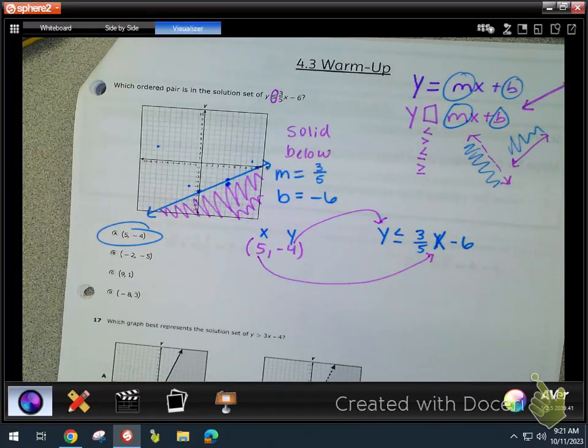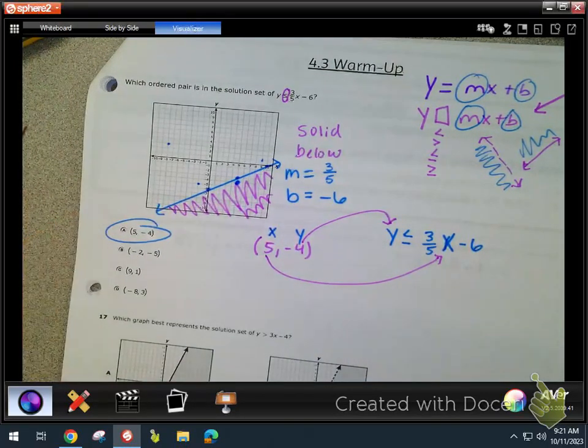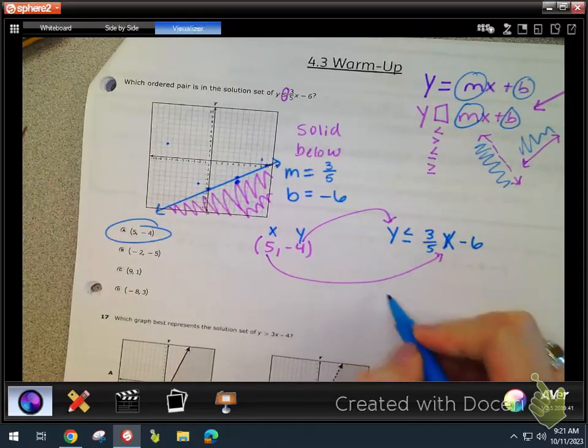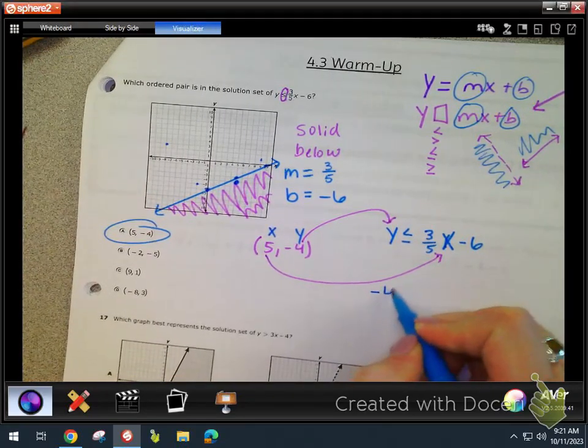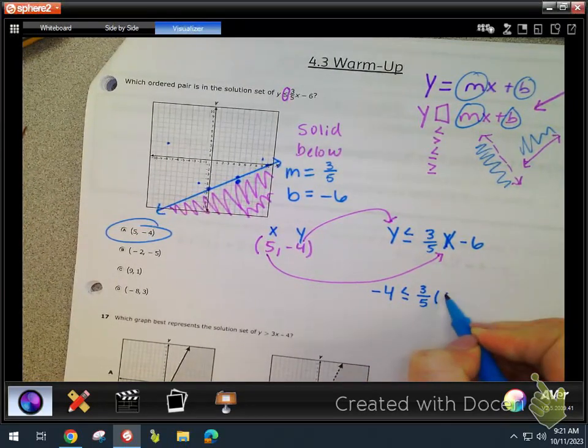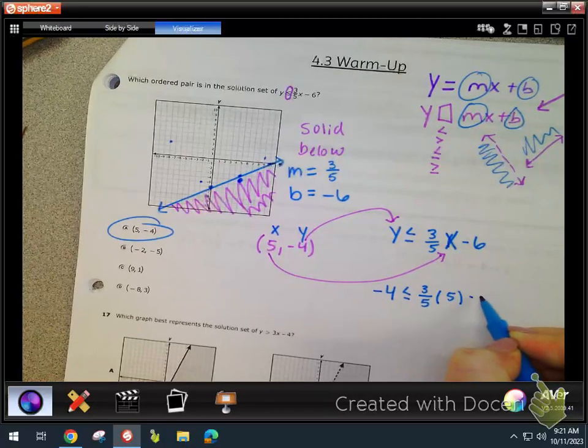True. I should get a true if it is a solution. So plug that in and make sure this is true. We know this is the answer, but plug it in, do some calculations, and make sure that you get a true answer. So that would give us -4 less than or equal to 3 over 5 times 5 minus 6.